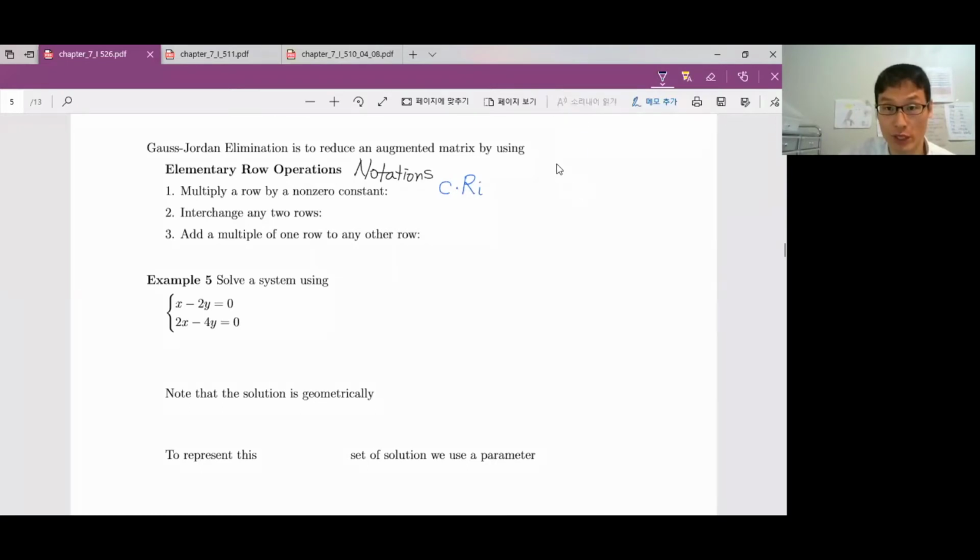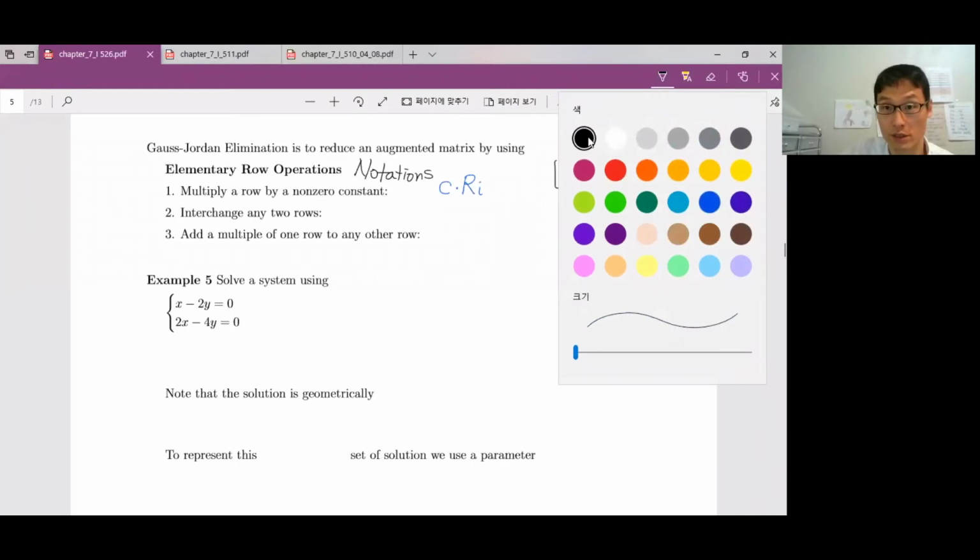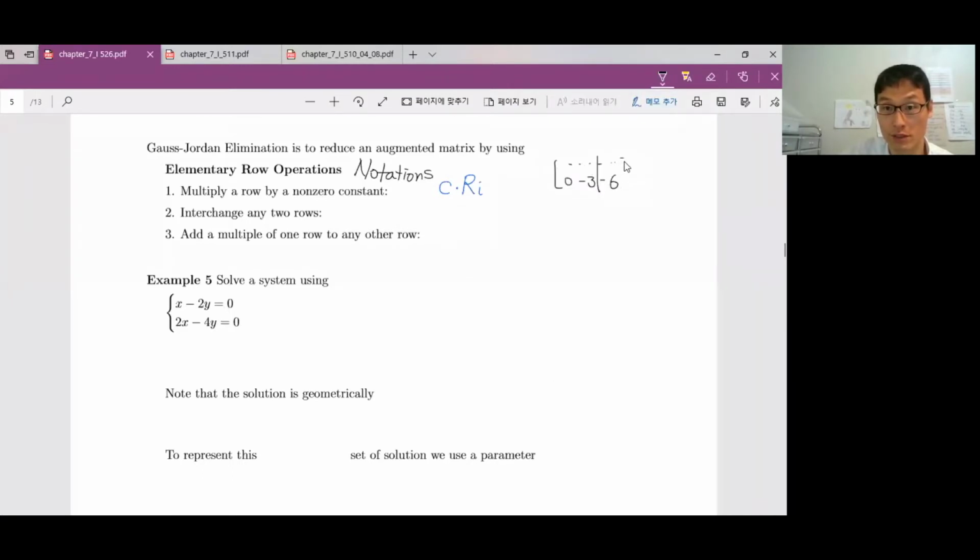So in the previous example, we had 0, -3, and -6. Oops, I need more space. We multiplied -1/3 to the second row to have 1 and then 2. So this is definitely one operation that we can apply.